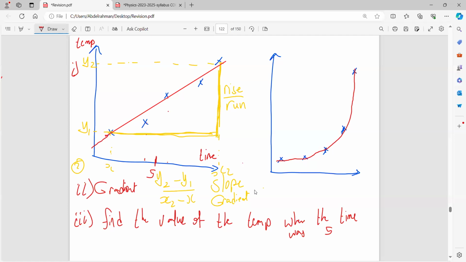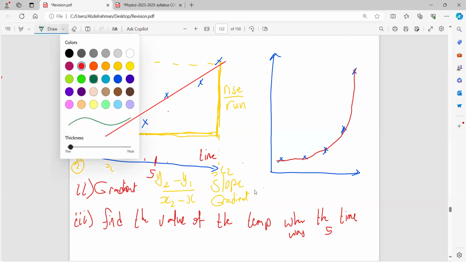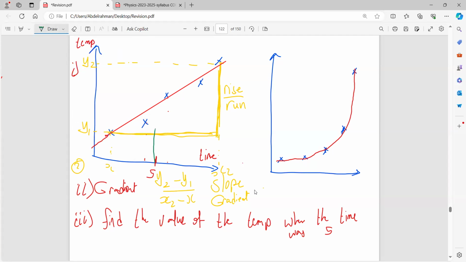So how to find the temperature when the time was 5? You have to just draw a vertical line from 5 until you reach the graph, and then draw a horizontal line and find the value of the temperature from the y-axis. This is one of the questions. Another question. Let me just remove this.